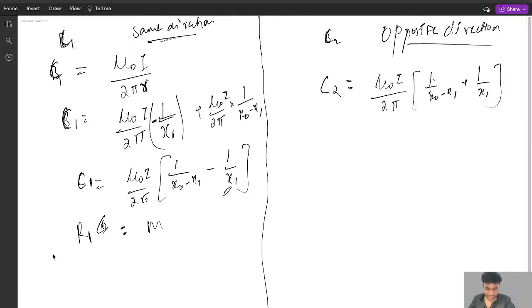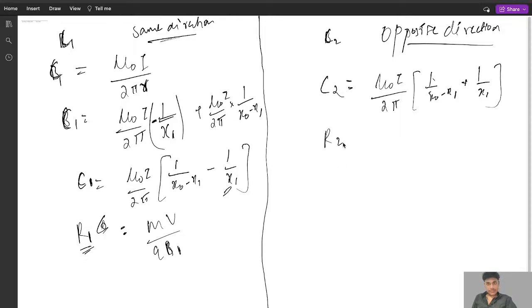Okay, let me do this. If you have any doubt, tell me. R1 is equal to M into V by Q B1, right? Do you understand this? R is inversely proportional to B. This is absolutely correct.